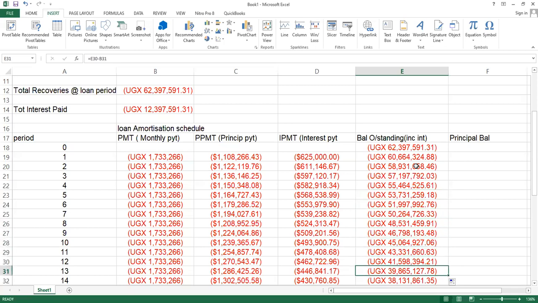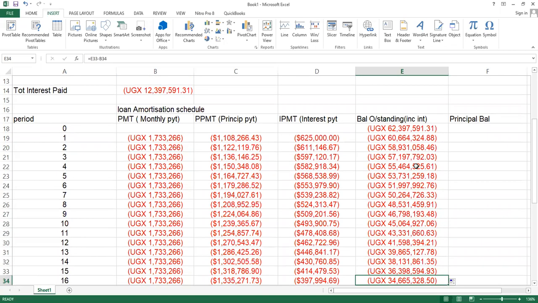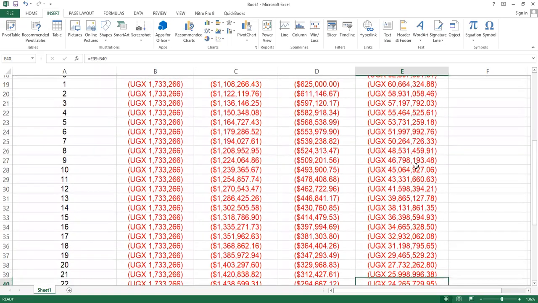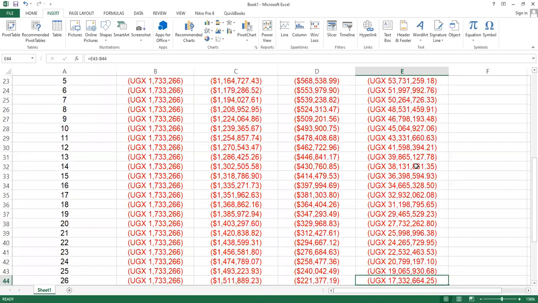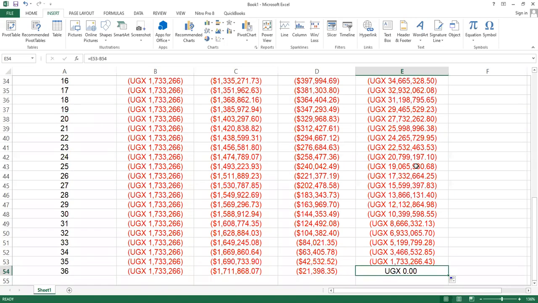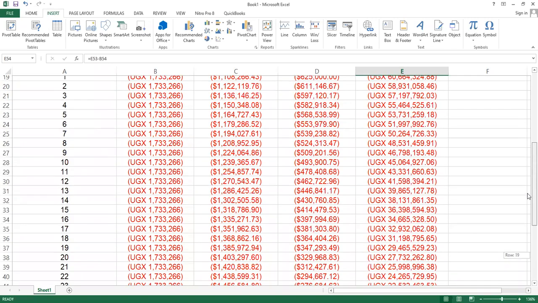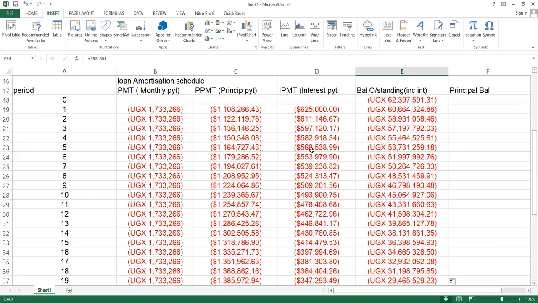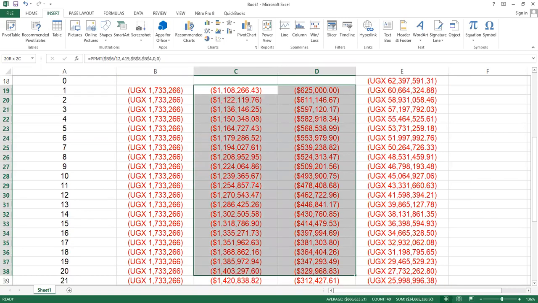But remember, this balance includes what? It includes the interest. So at the end of period 36, the balance would be 0. So I can even format these figures so that they are the same.